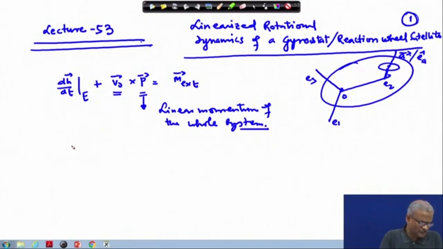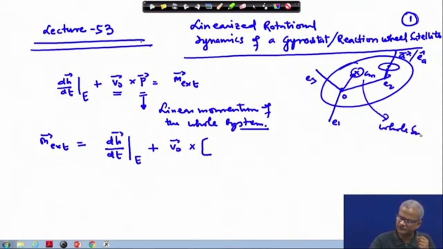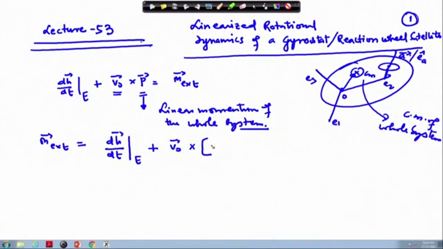For this particular case, the center of mass of the whole system is located here. The velocity of the center of mass will be V0 plus omega cross RCM. If we multiply by m, that becomes the linear momentum of the system, and as usual this gets reduced to this, which we have discussed in the last class.